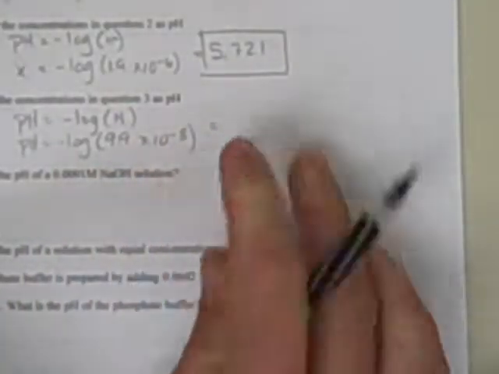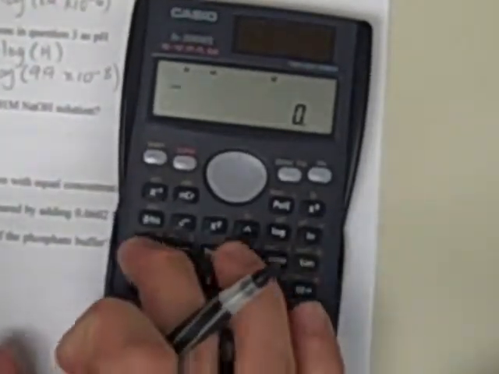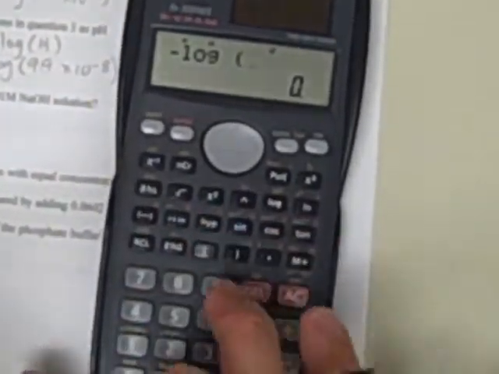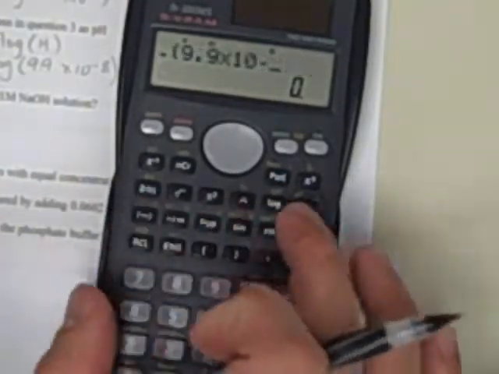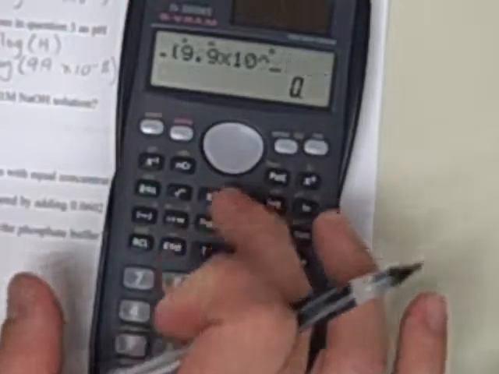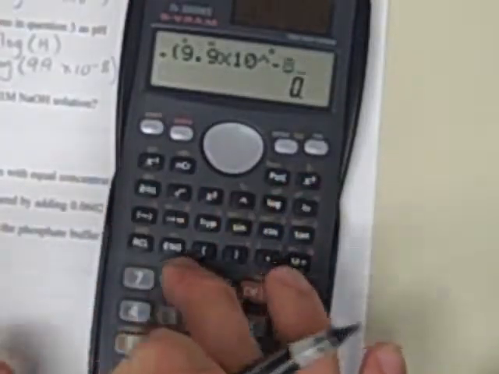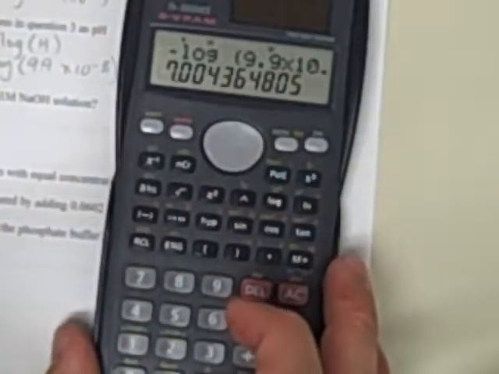And so again, all I gotta do is punch that into my calculator. And I do negative log of 9.9 times 10 to the negative 8th. And I get an answer of 7.00.